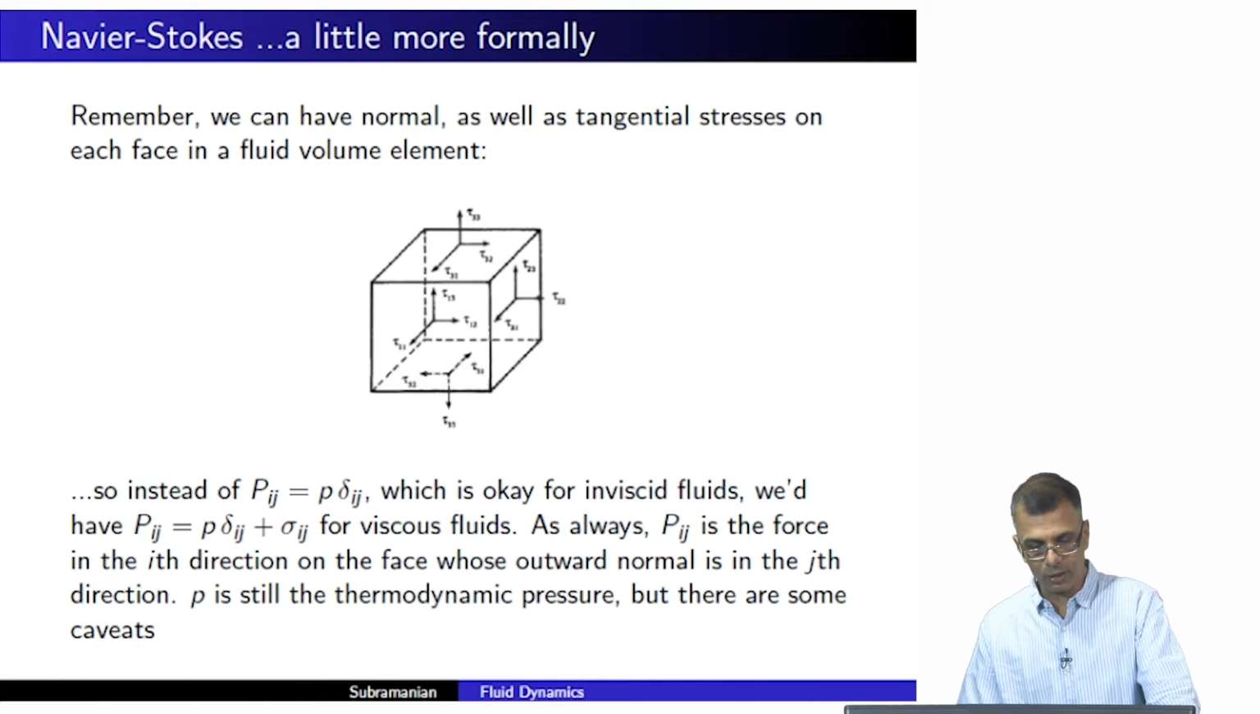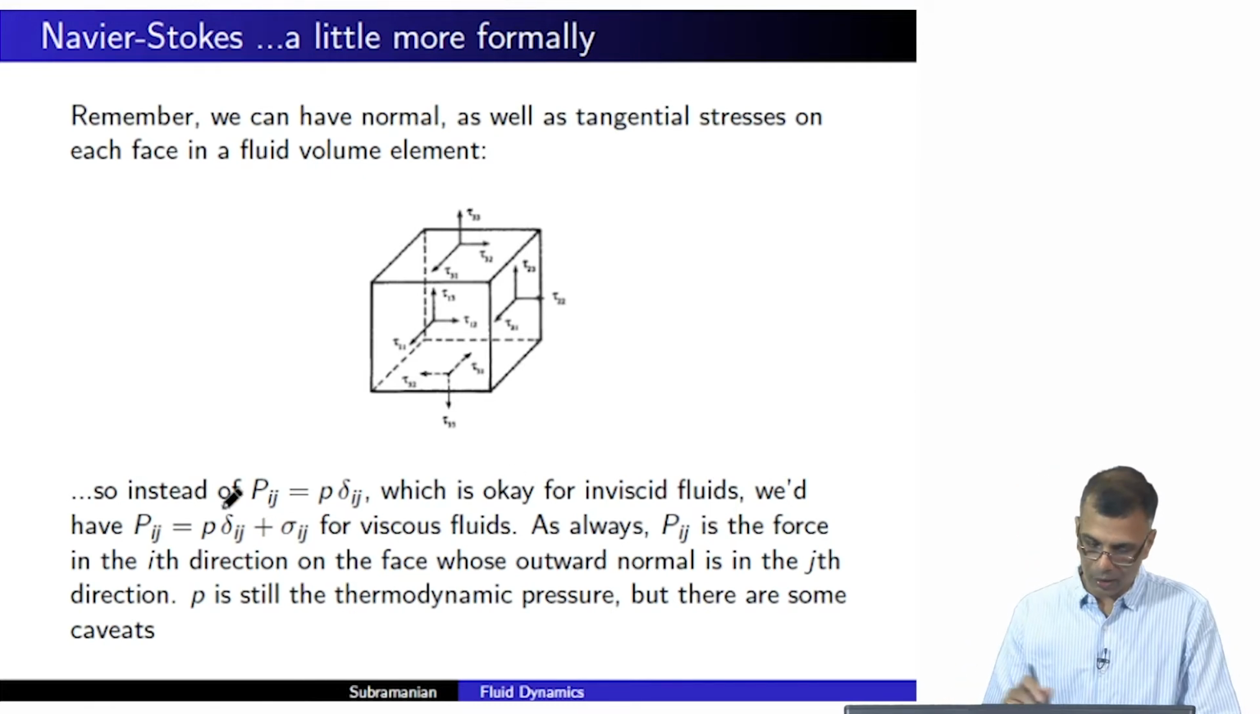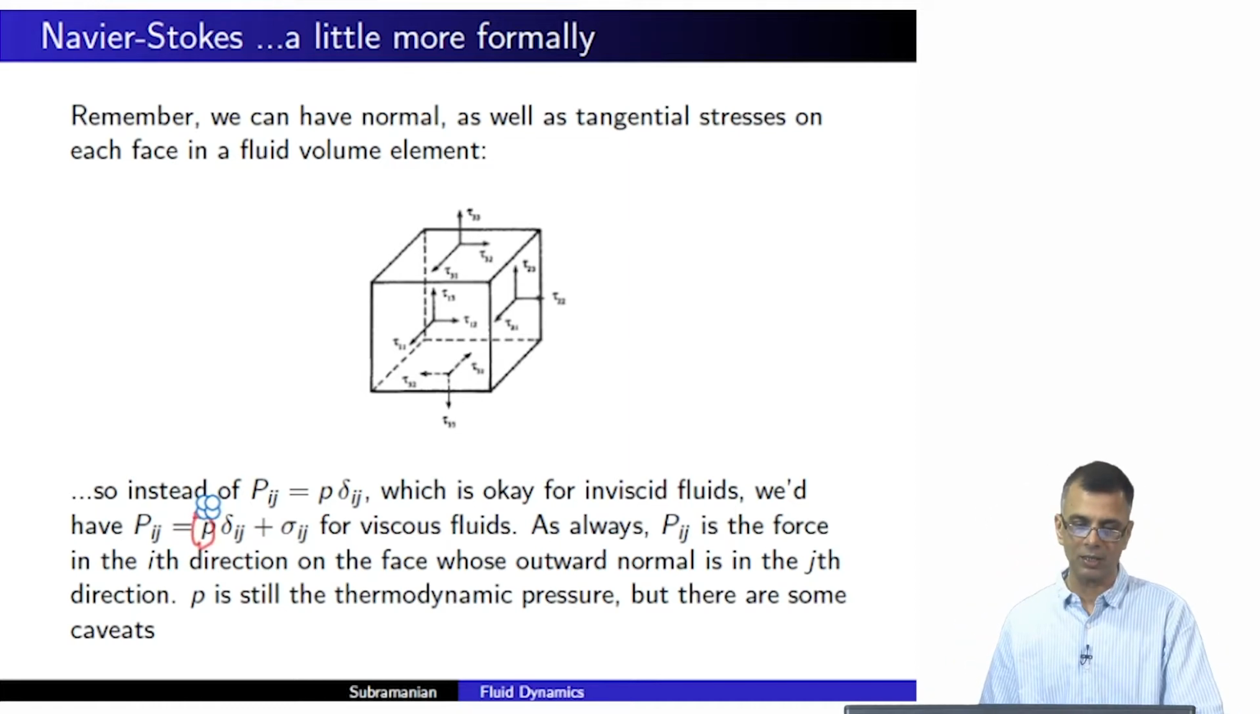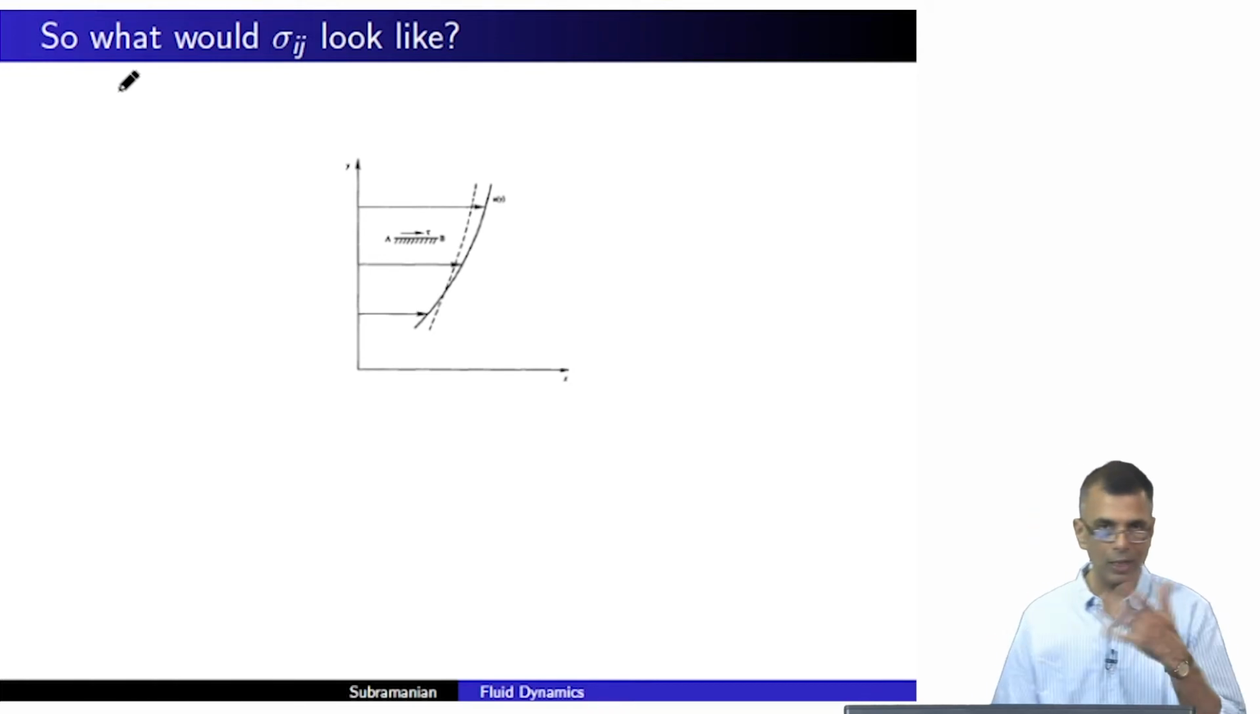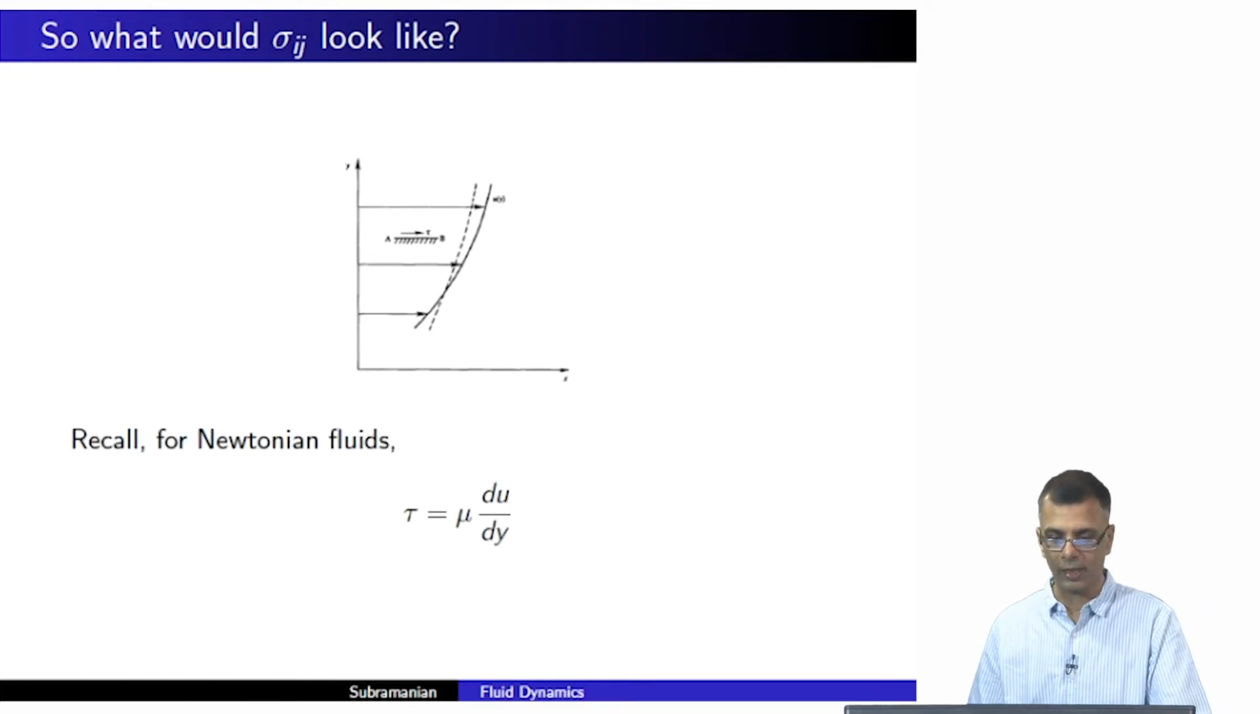So P, this small p that we wrote down, is still the thermodynamic pressure, but there are some caveats. So the question now is, what would sigma ij look like? What would the shear stresses look like? We've written it down formally, but what would it look like?